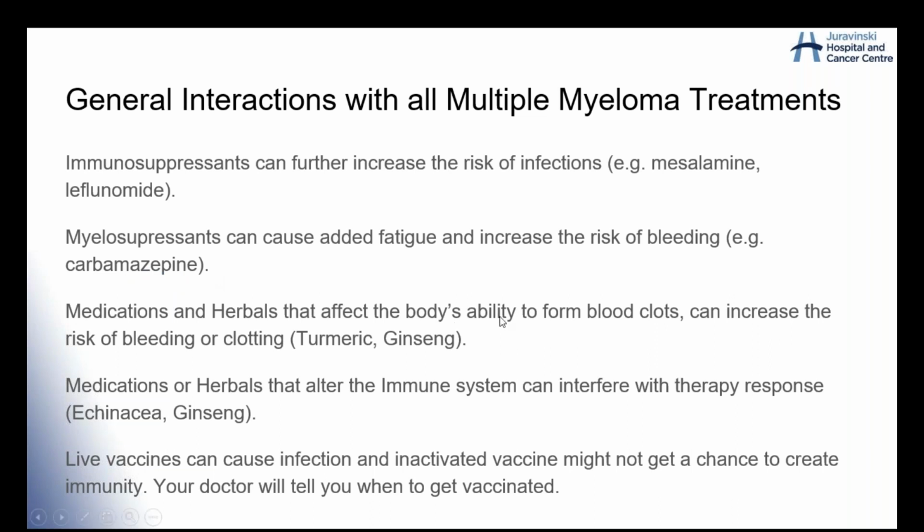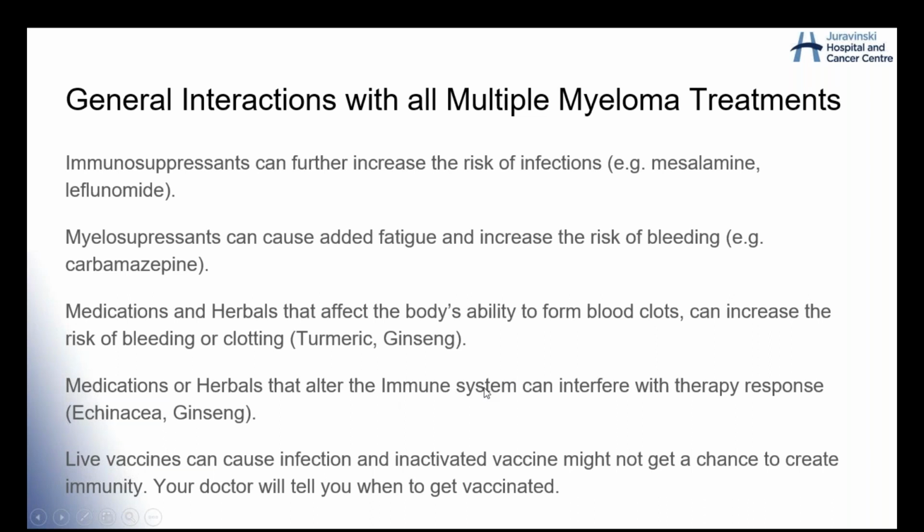Medications and herbals that affect the body's ability to form blood clots, a lot of herbal products like turmeric and ginseng. It's important to let your pharmacist or physician know if you're taking them, because you might have to hold them while you're on these chemotherapeutic agents.